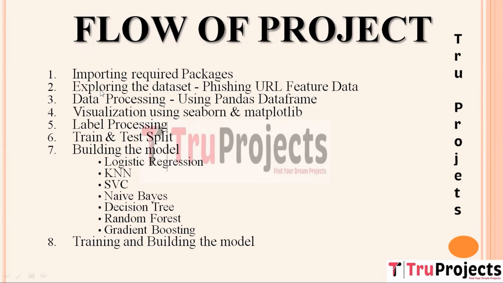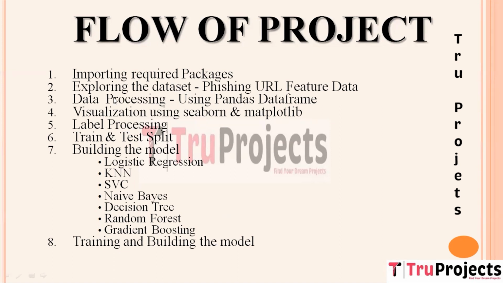The second step is exploring the dataset, phishing URL feature data. In this step, we employ exploratory data analysis and feature correlation analysis to better understand the phishing URL feature data. These techniques help reveal data distributions, outliers, and relationships between variables, aiding in subsequent data processing and model building. The third step is data processing using Pandas data frame. In this step, we clean, transform, and prepare the dataset using Pandas, ensuring it is suitable for subsequent machine learning tasks.